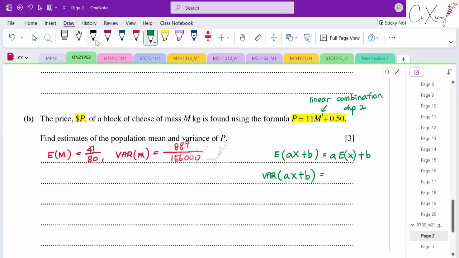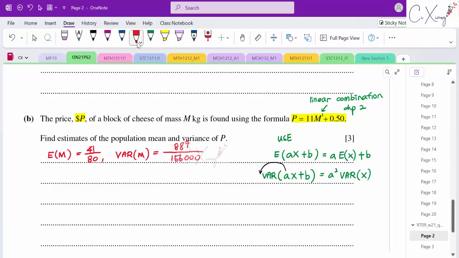So basically, when you want to take out the constant a from the variance, you have to square it. Then multiply with the variance of X, and the variance of b will give you a value of 0. Alright, so all these are the details that we learned in chapter 2. So if you already forget, just go back and have a look at all these details and formulas. Right, so this is the formula that we are going to use in this part, because you are having the linear combination P equals 11M plus 0.5.